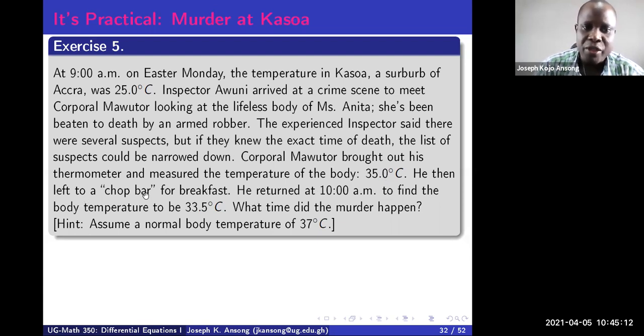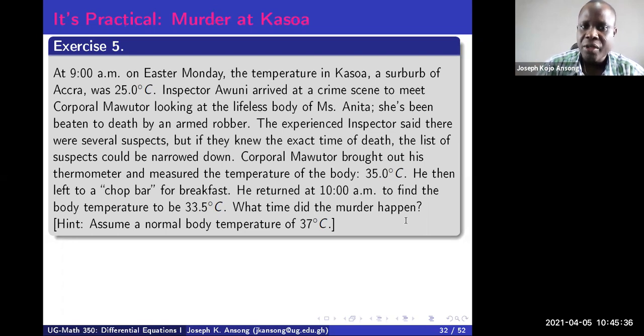He then left to a chop bar for breakfast. He returned at 10 a.m., that is 1 hour later, remember the time was 9, to find the body temperature to be 33.5 degrees. So the body temperature is reducing from 35 to 33.5. The question is, what time did the murder happen?